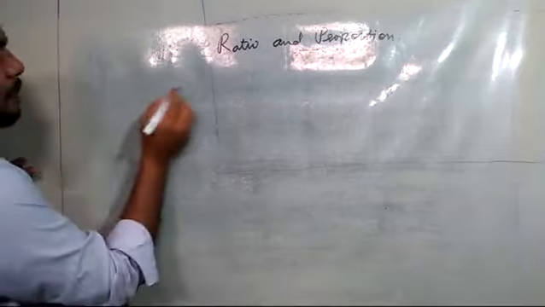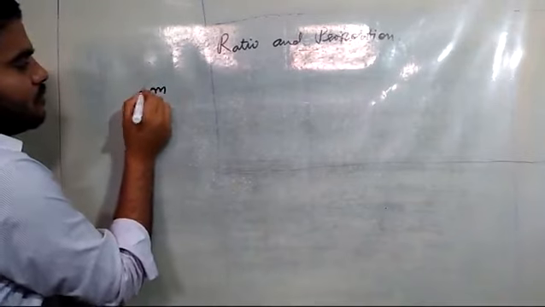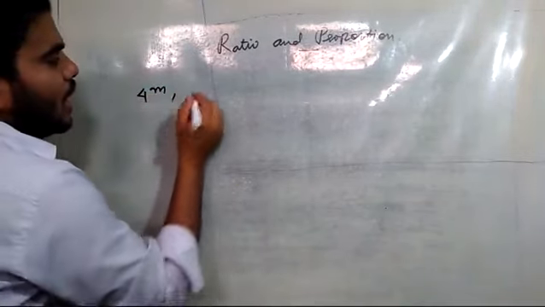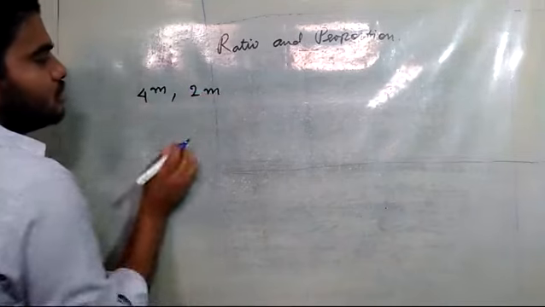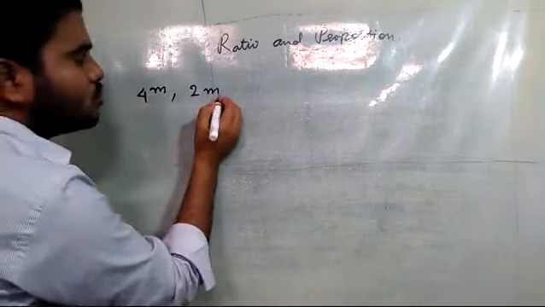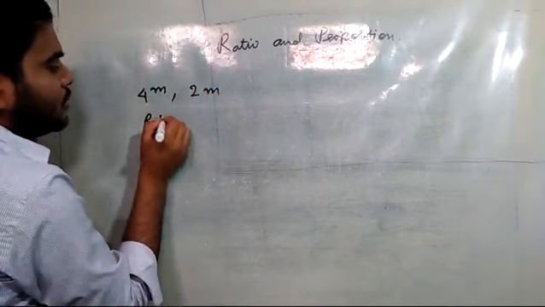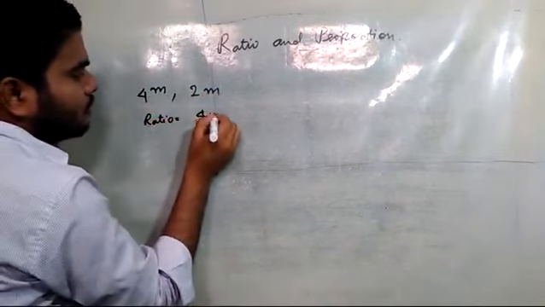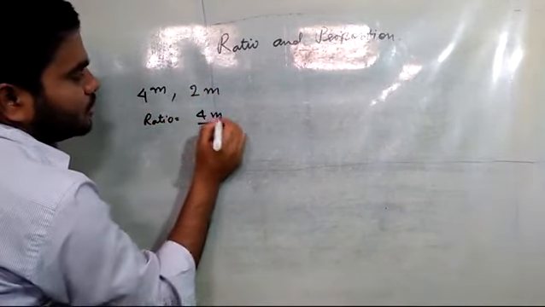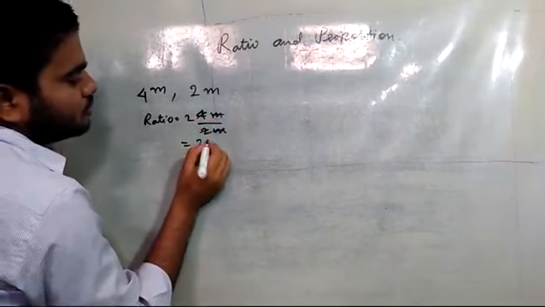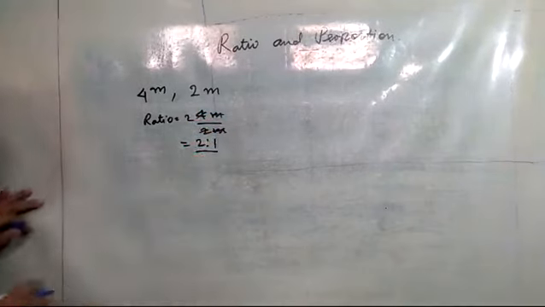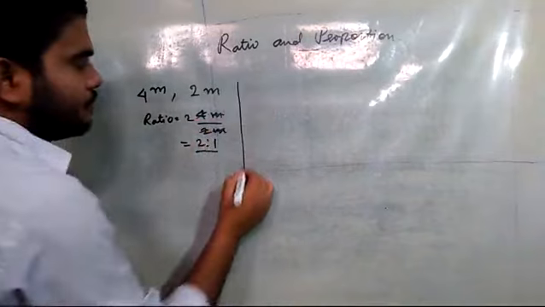Now, ratio is a comparison of two similar numbers or two similar quantities. For an example, if I say 4 meter cloth and 2 meter cloth, then their ratio will be 4 meter upon 2 meter, which is 2 to 1. So they are in a ratio 2:1.